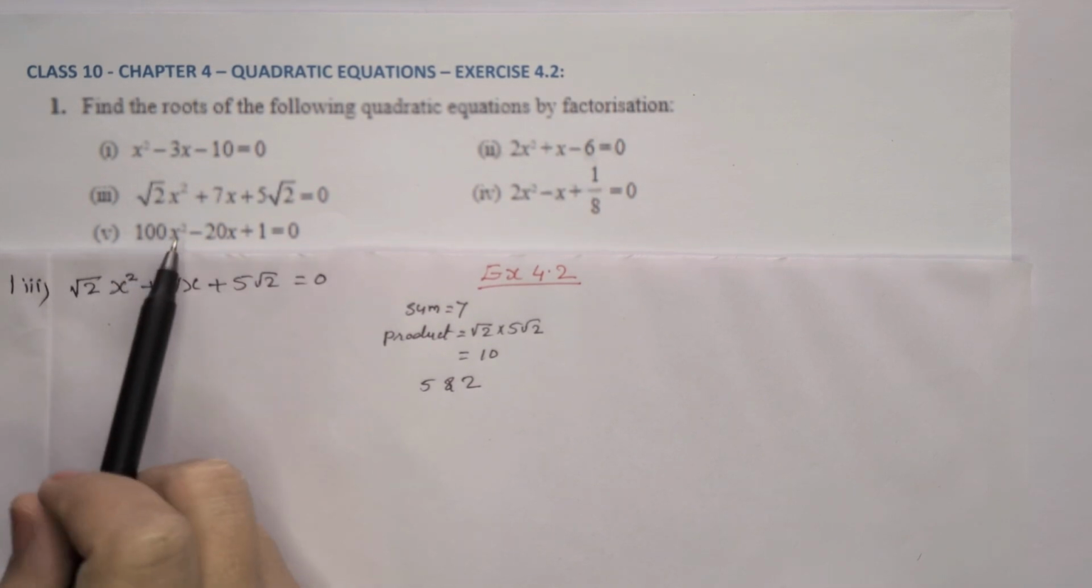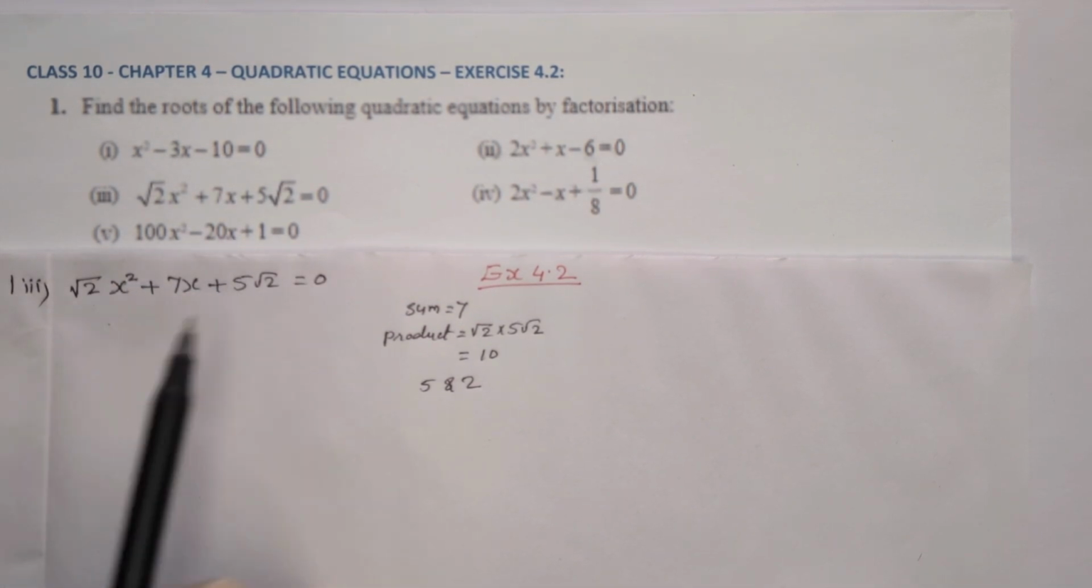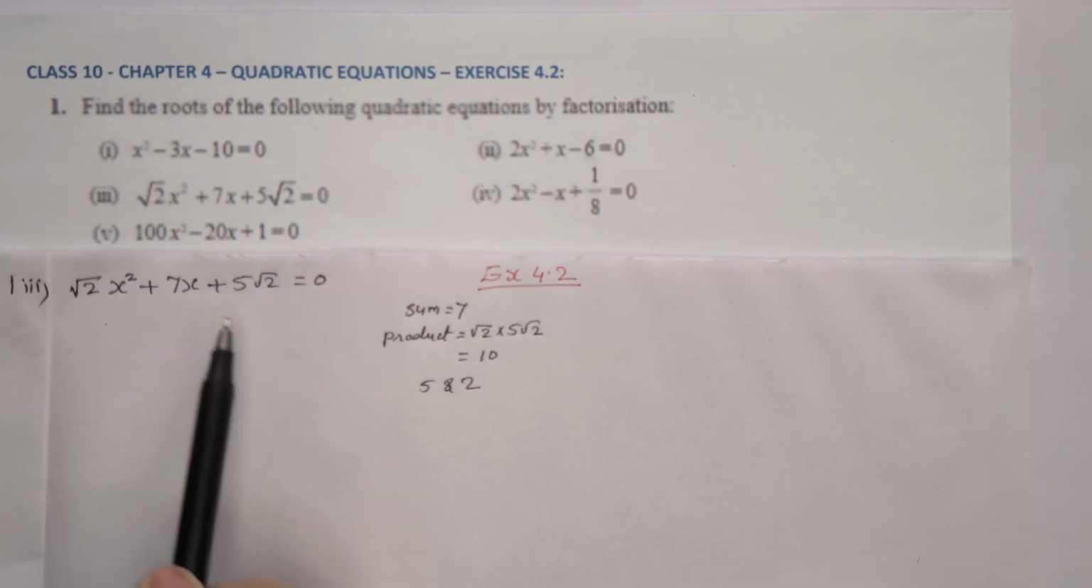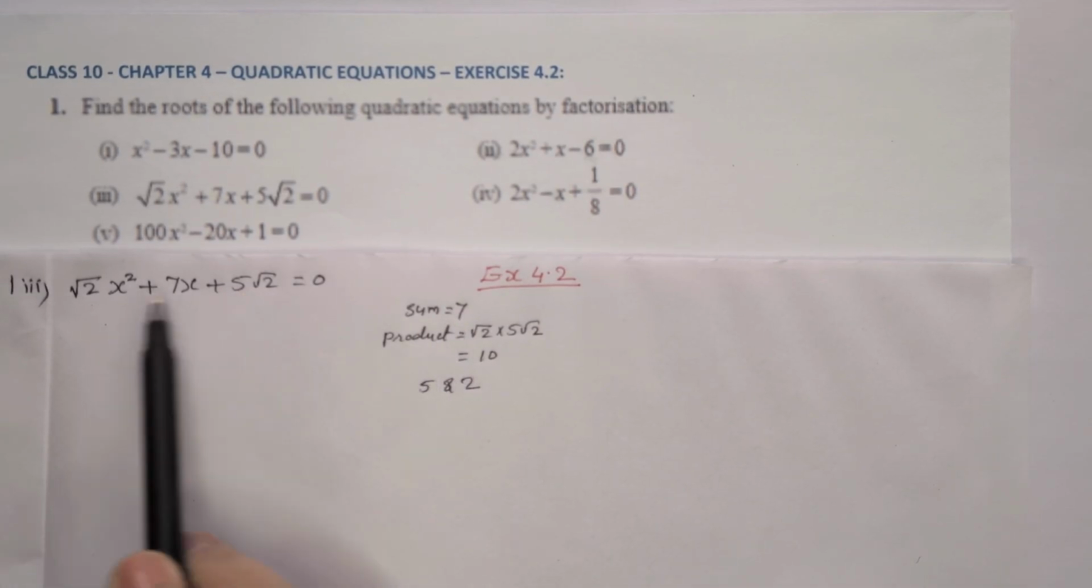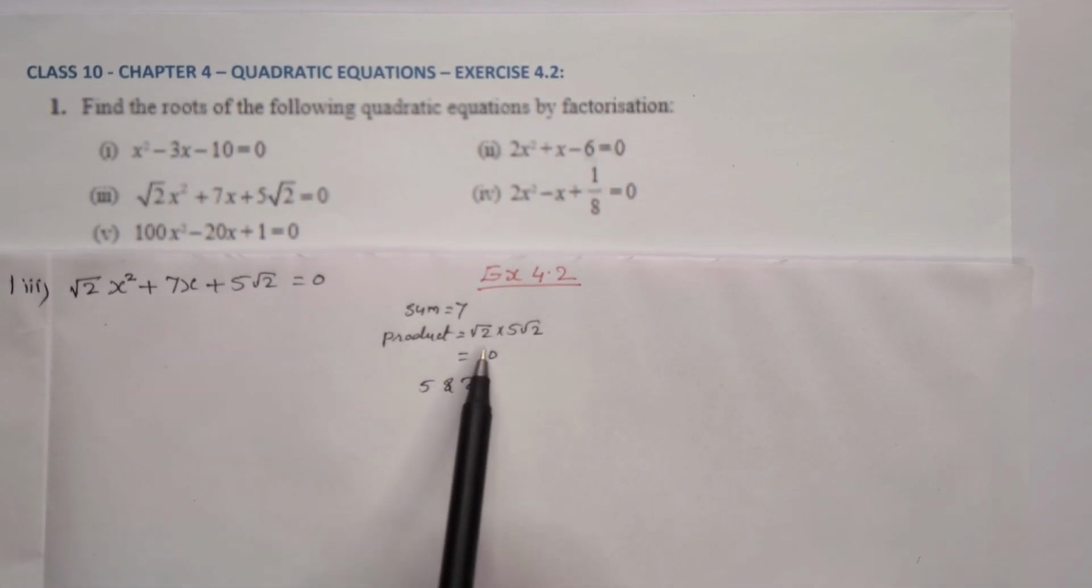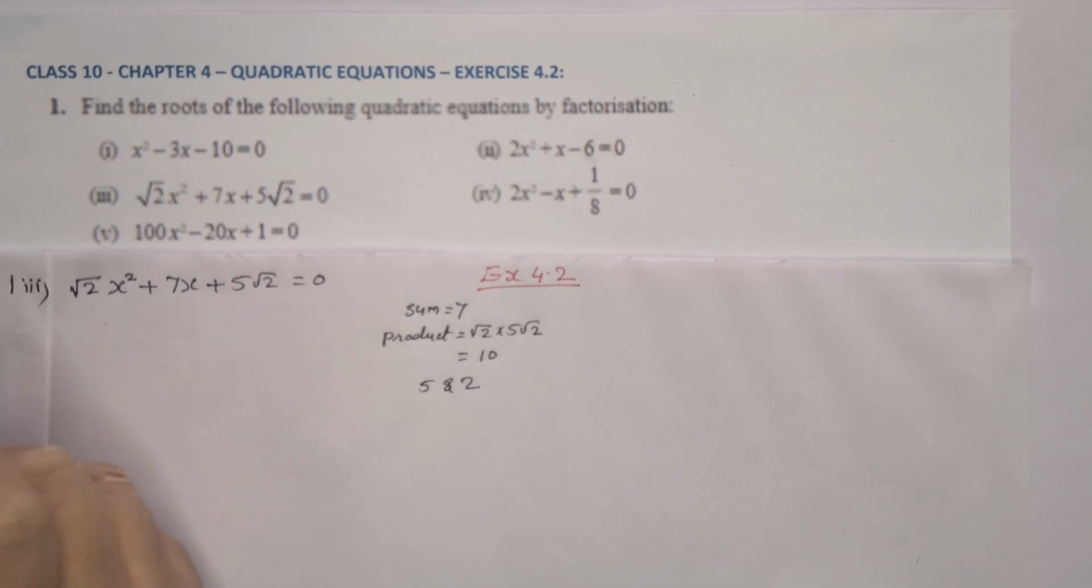Third one, root 2x square plus 7x plus 5 root 2 is equal to 0. So we have to find two numbers such that sum is 7 and product is 5 root 2 into root 2. So 5 root 2 into root 2 is 10. 5 and 2 are the numbers. 5 plus 2 is 7, 5 into 2 is 10.